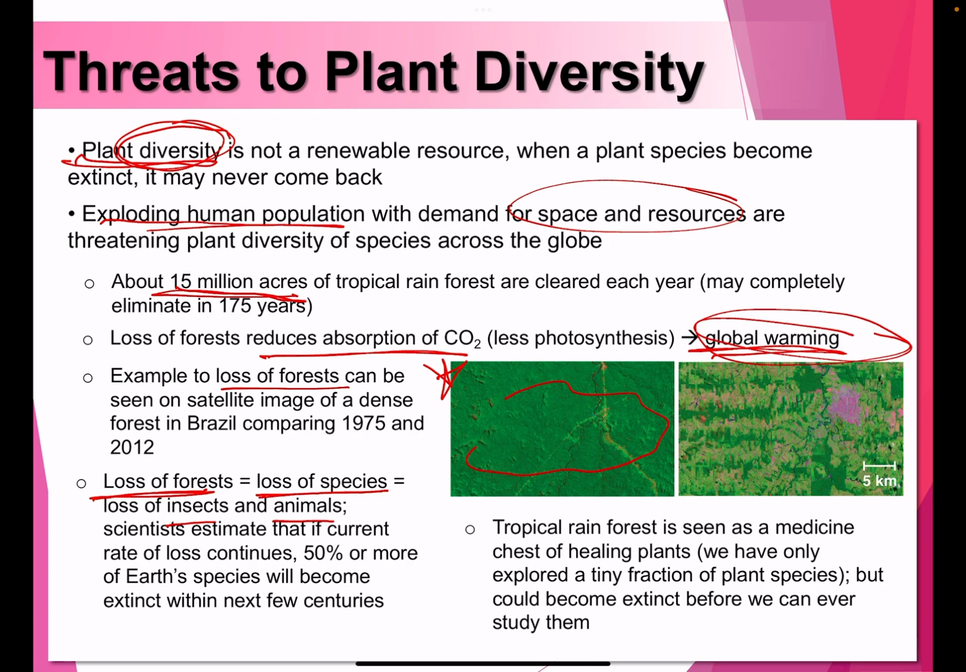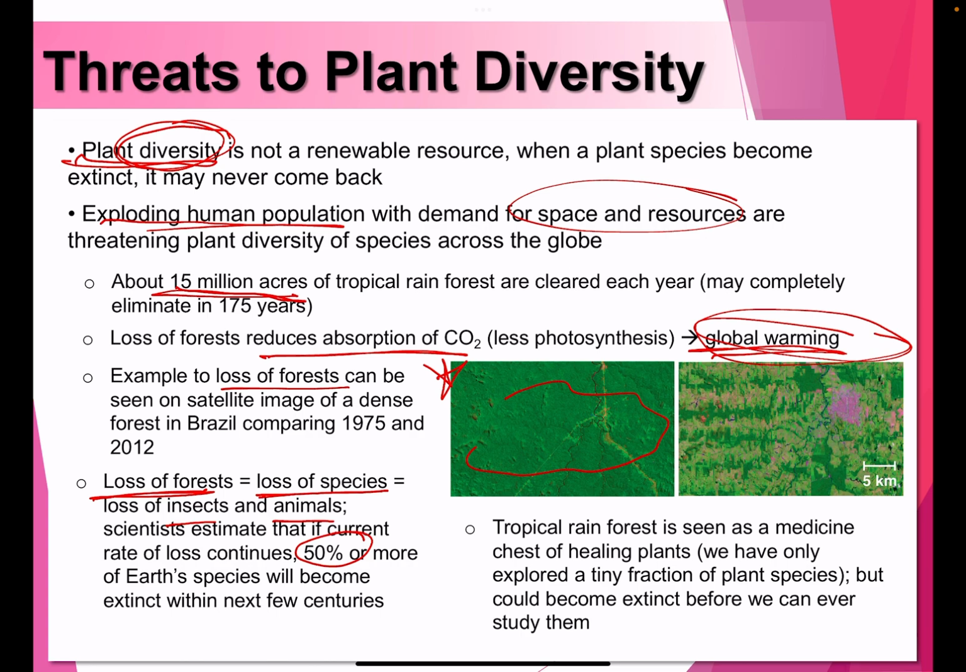Scientists estimate that if the current rate of loss continues, 50% or more of Earth's species will become extinct within the next few centuries. And that's not too far away from now. We're talking about our next generation that will be facing this problem. So hopefully, and this is why we have many conservation programs now, we can not just look at what we're living in now, but also prepare for the future, for our next generations to come.